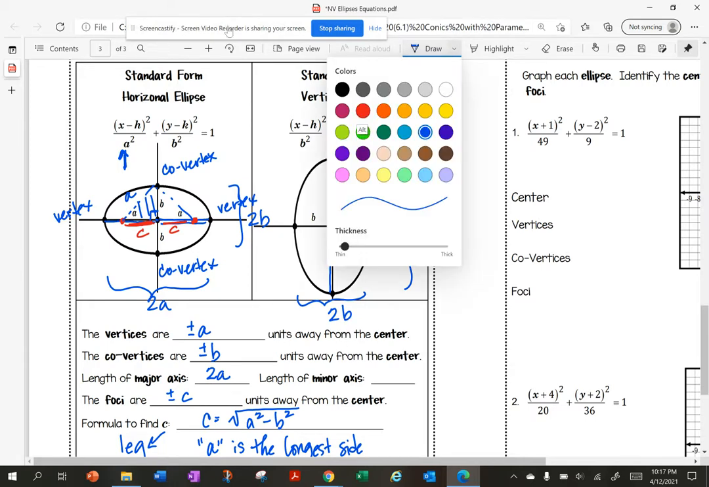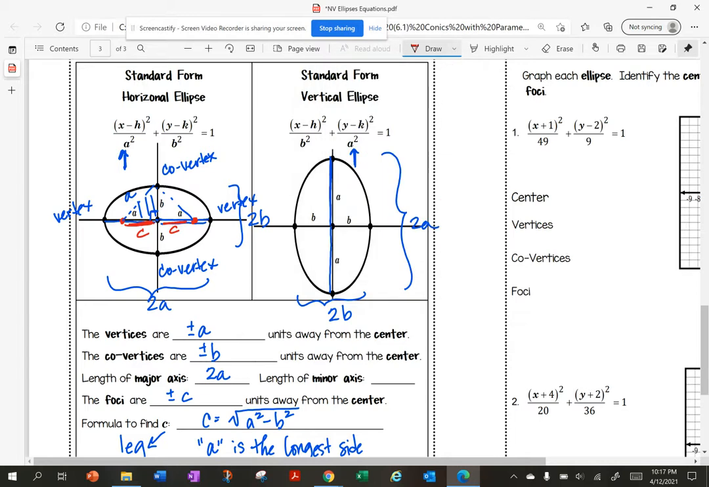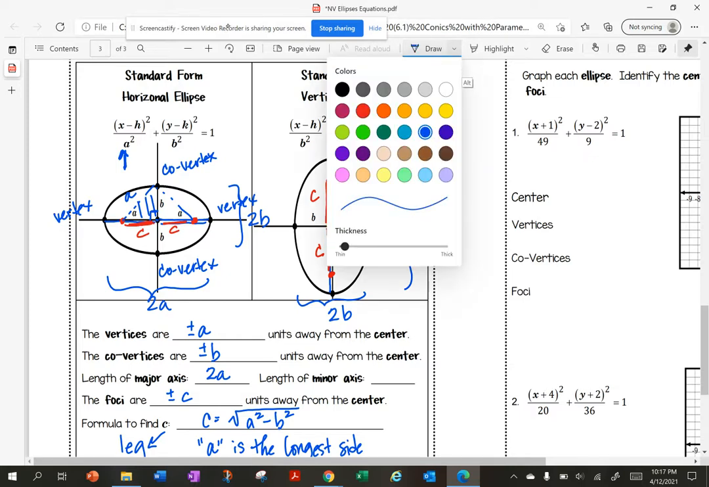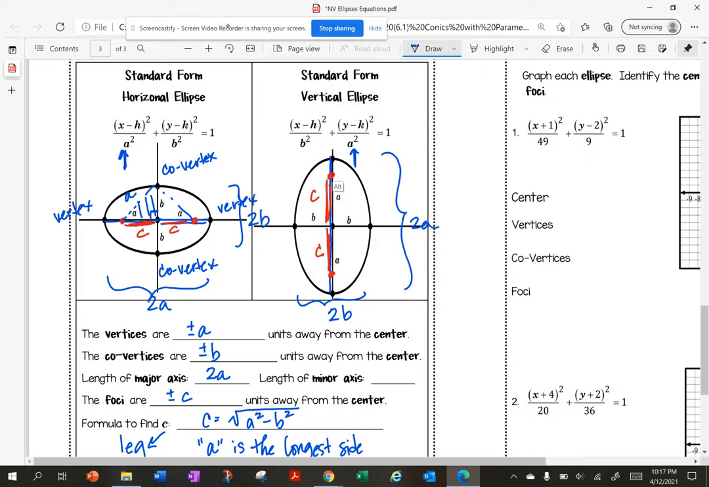Okay, so c in this equation, if I'm drawing the foci in, this would be c, and this would be c. If I want to move my a distance, it's going to go from the focus here. So here's my right triangle.